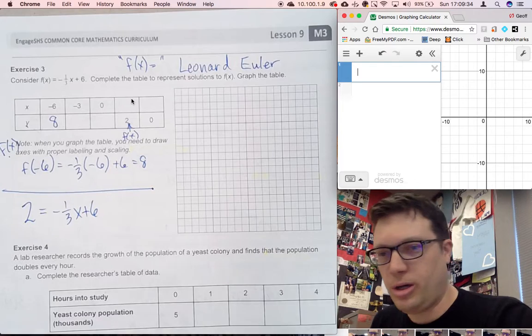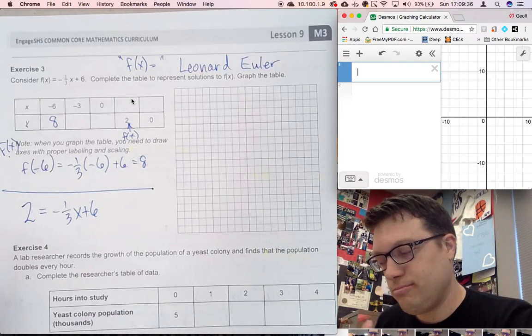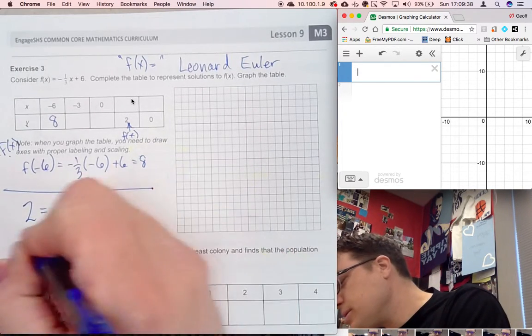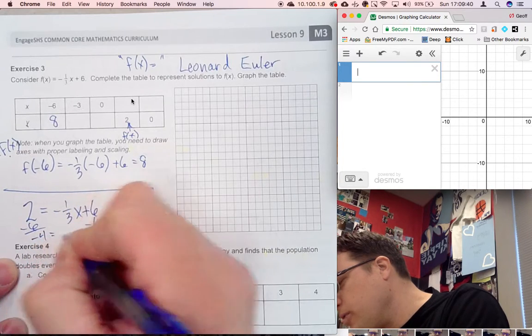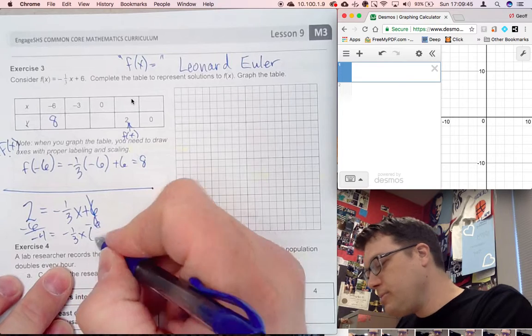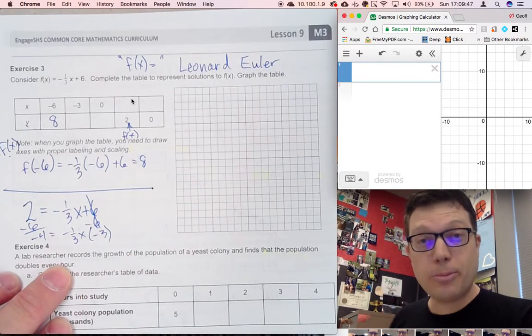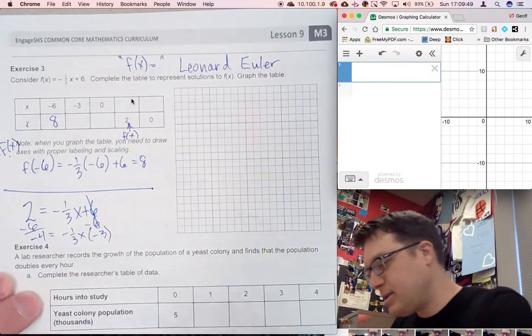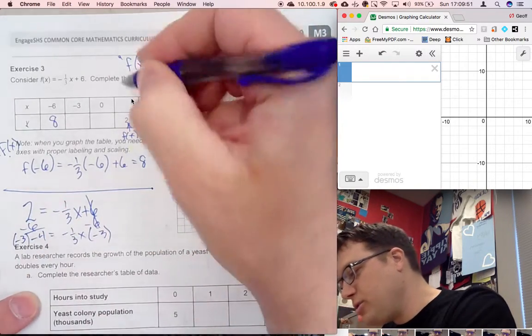Okay, algebra time, solve for x. Minus 6 minus 6, negative 4 equals negative 1/3 x. The 6 is gone. Times by negative 3, because that's the reciprocal of the coefficient of x. Multiply by negative 3 to both sides, and you get 12.